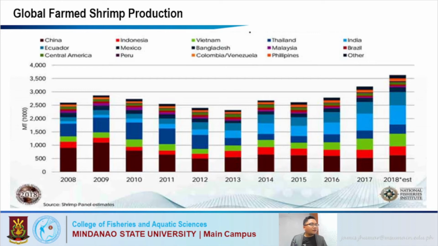And then we have here the global farm shrimp production. This data came from the shrimp panel estimates from the National Fisheries Institute. So basically from 2008 to 2018, we are among the top producers of the farm shrimps. You could just take a look at this and see which country contributes the highest shrimp production in the world. Obviously, it's China.